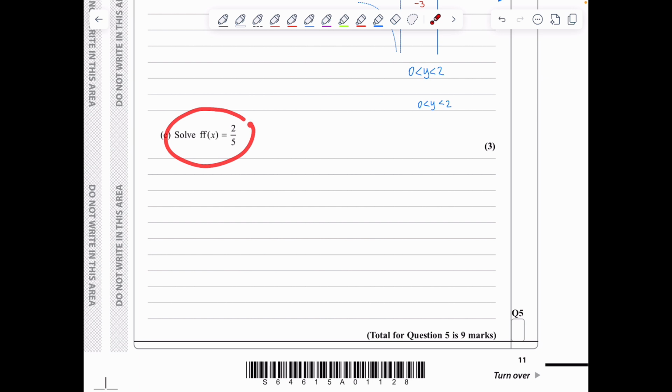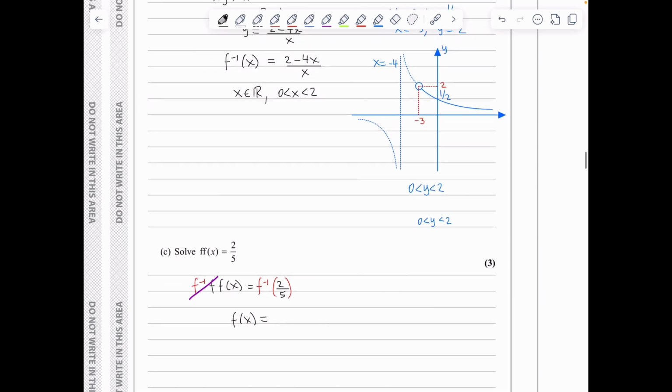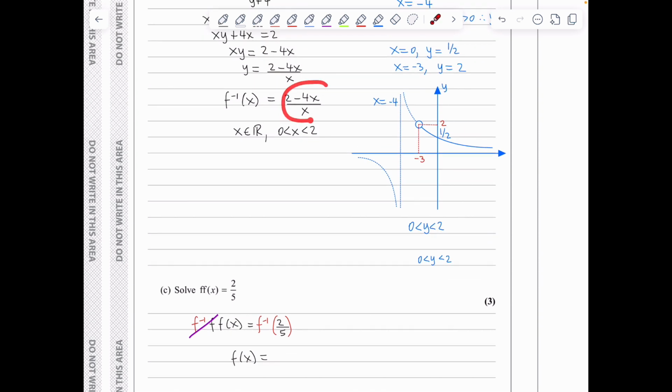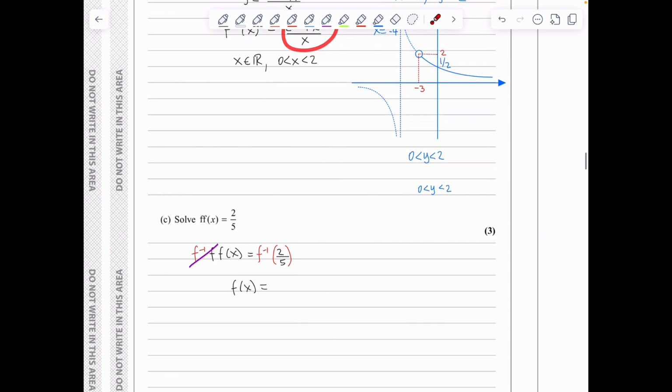So one way to proceed will be to find the composite function f of x. An alternative way, which I prefer, is to start exactly with what we are given and then just do f inverse of both sides. So f inverse of f of x is f inverse of 2 over 5. Now the reason I chose this approach is that the f inverse with f will cancel out, leading to f of x is f inverse of 2 over 5. So I will be substituting 2 over 5 into the expression we just obtained here in part B.